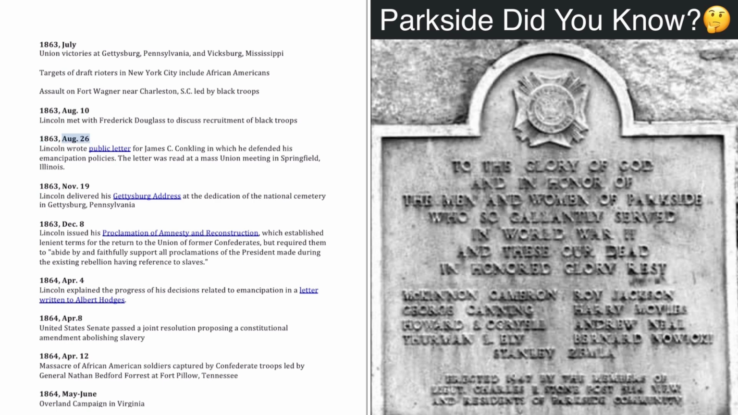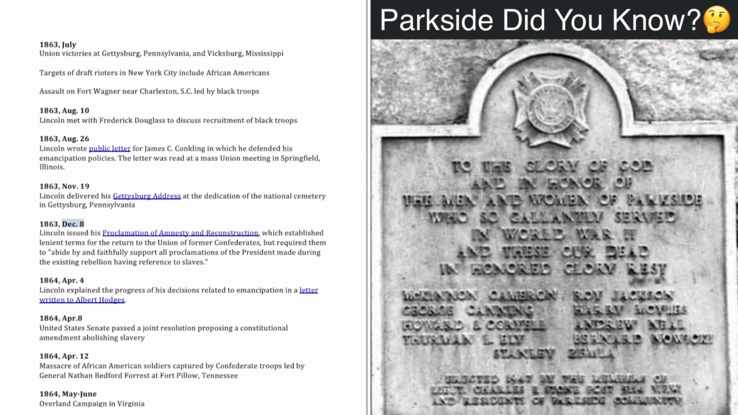1863, August 26. Lincoln wrote public letter for James C. Conkling in which he defended his emancipation policies. The letter was read at a mass union meeting in Springfield, Illinois. 1863, November 19. Lincoln delivered his Gettysburg Address at the dedication of the National Cemetery in Gettysburg, Pennsylvania.